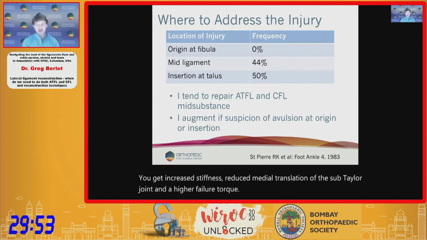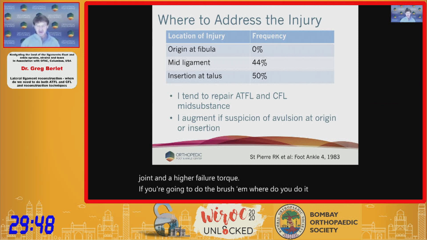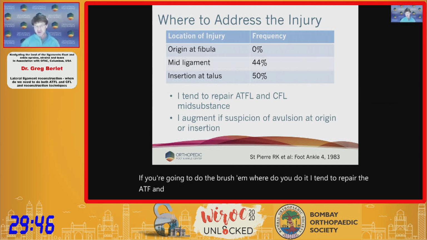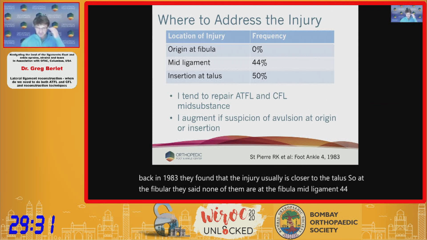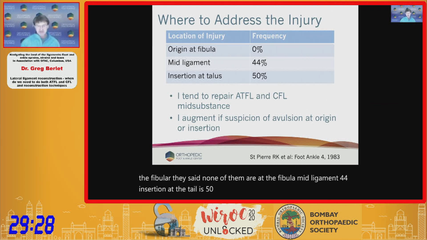Well, if you're gonna do the Brostrom, where do you do it? I tend to repair the ATF and CFL mid-substance. But if you look at this paper by St. Pierre back in 1983, they found that the injury usually is closer to the talus. So at the fibula, they said none of them were at the fibula. Mid-ligament, 44%, insertion at the talus, 50%. So my mid-substance really might only be picking up 50% of the actual injury site in these patients.